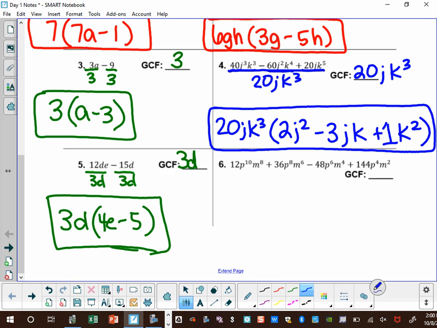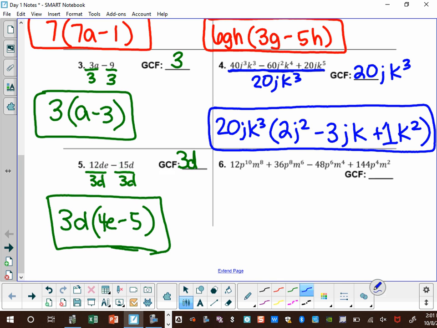Now granted, those are a little bit harder because they're longer, that takes more attention to detail, especially with all these letters. But at least you guys see how GCF works.